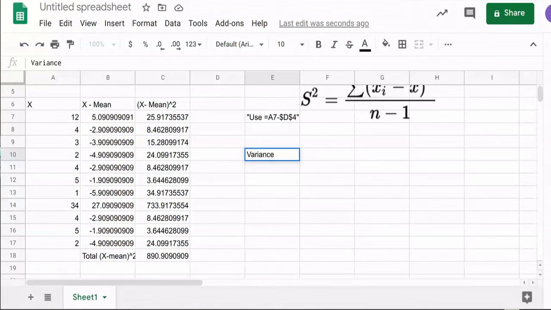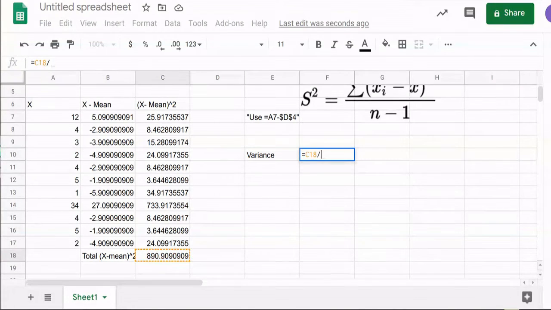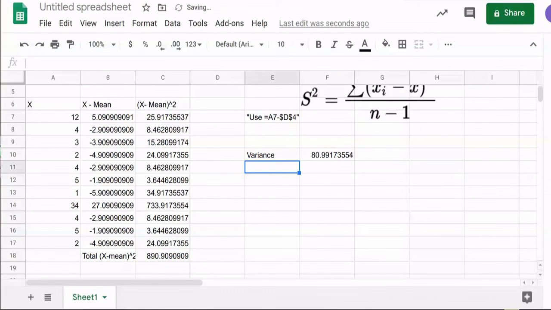The variance is that thing called s squared. So what you do is you basically take 890.9, you click here, and then we divide by the number of points that are in the set, and we can count them. 1, 2, 3, 4, 5, 6, 7, 8, 9, 10, 11. Divide by 11. There is your variance, and then here is your standard deviation.